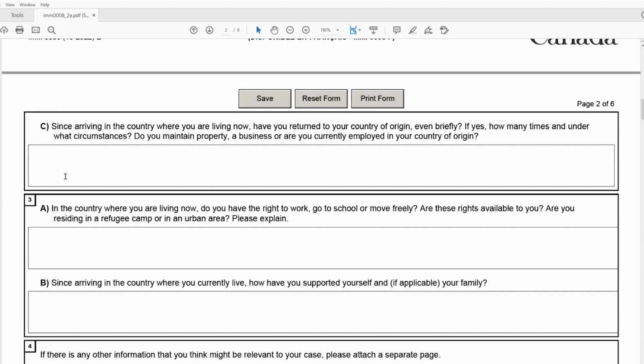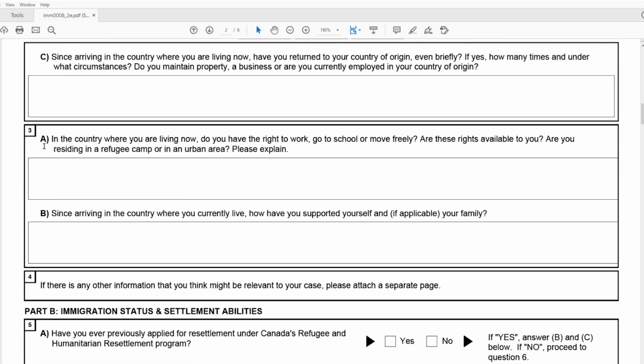Scrolling down to item C for question number 2. You need to explain that since you arrived in the country where you're living now, have you returned to your country of origin even briefly? And if you did, how many times and under what circumstances?